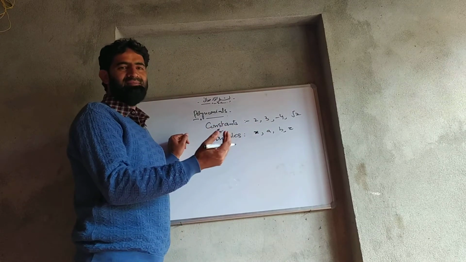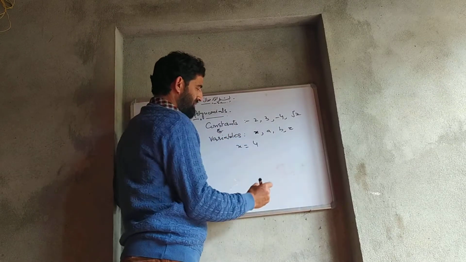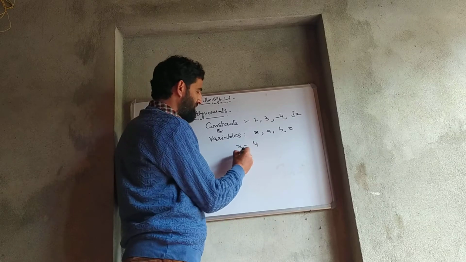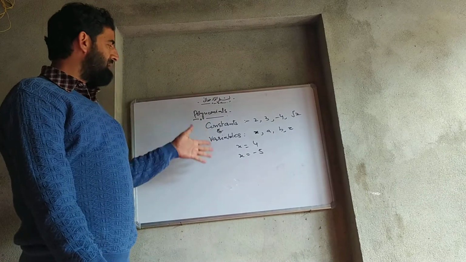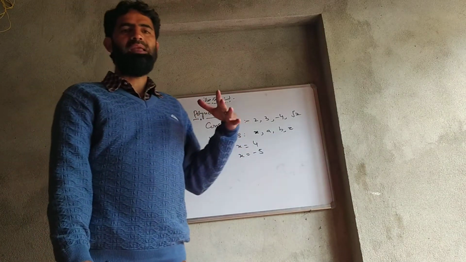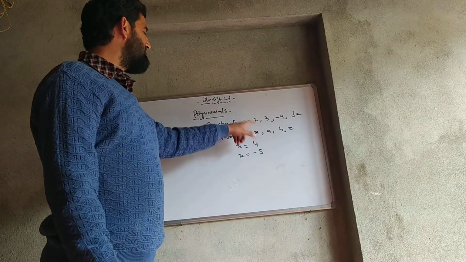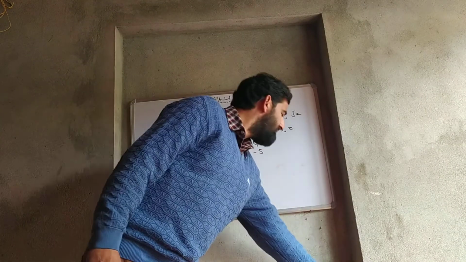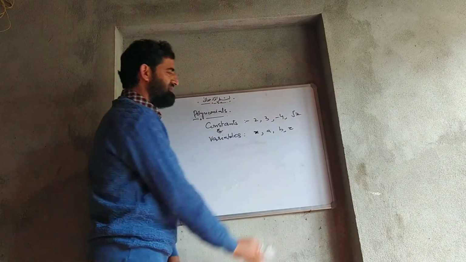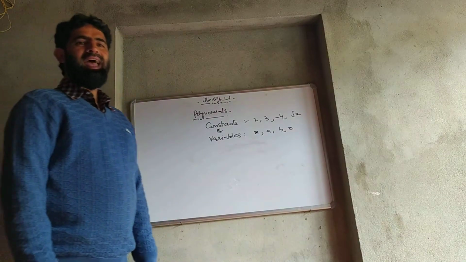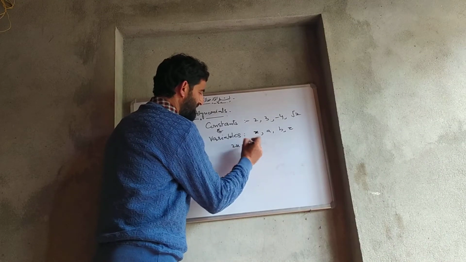So x is a variable whose value, suppose in one situation, comes equal to 4 and sometimes equal to minus 5. So the value of these variables changes. Variables means whose value varies from situation to situation. So the combination of these constants and variables are called algebraic expressions, and algebraic expressions with many terms are called polynomials.